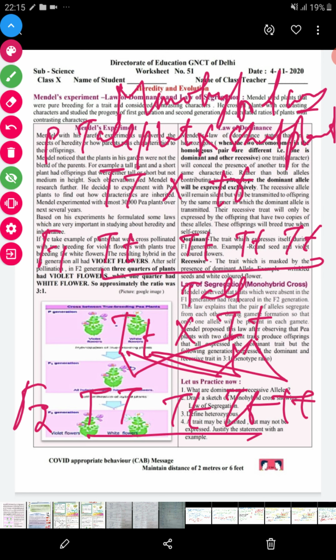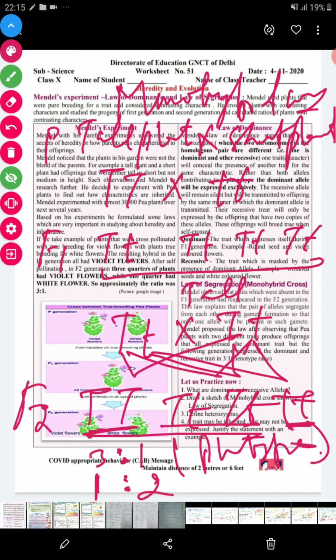These three are tall and one is dwarf. This is phenotypic, which we can see with our eyes. And genotype means pure. Pure is this, 1, 2 are hybrids, and 1 is pure. So this is the genotypic ratio, genotype ratio.